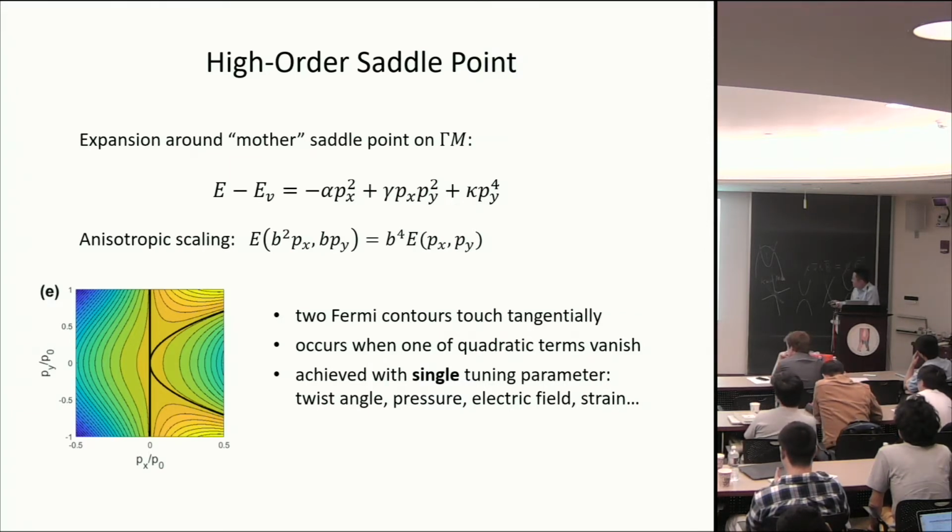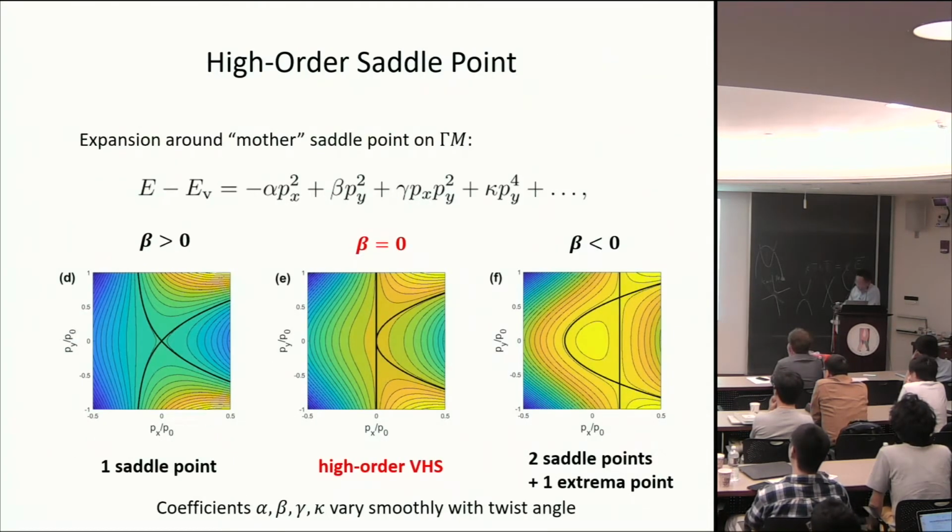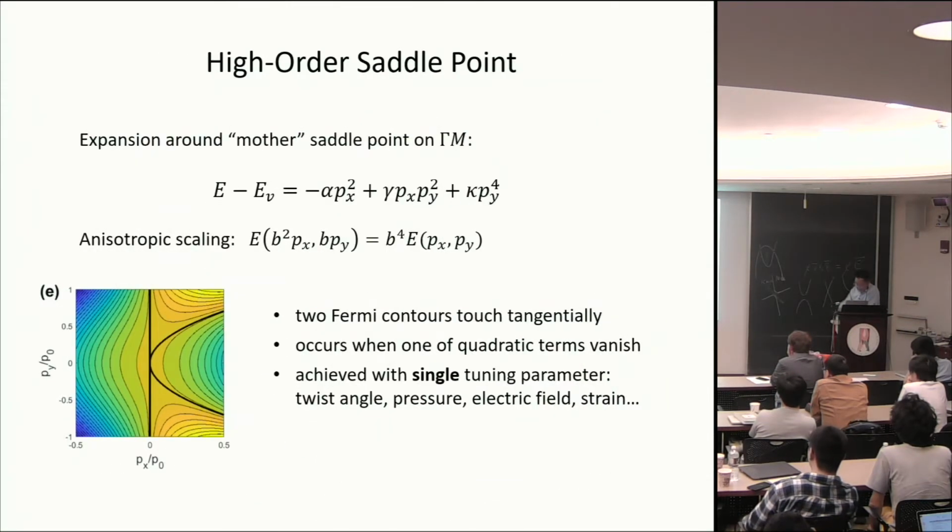In this high order saddle point, the energy dispersion has a scaling property. The x and y directions now scale differently with each other. And we get Fermi contours that touch each other tangentially. I want to emphasize that this situation occurs only requiring tuning a single parameter. When we tune the parameters, all we need is to change the sign of one of the quadratic coefficients from positive to negative. And right at the transition point, we are left with this high order saddle point. So generally, changing one parameter, such as twist angle or electric field, is sufficient to give us this high order saddle point.